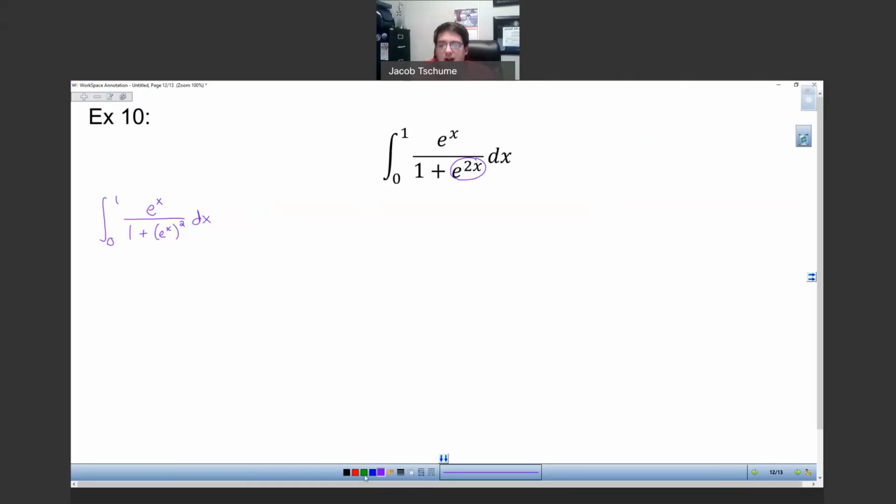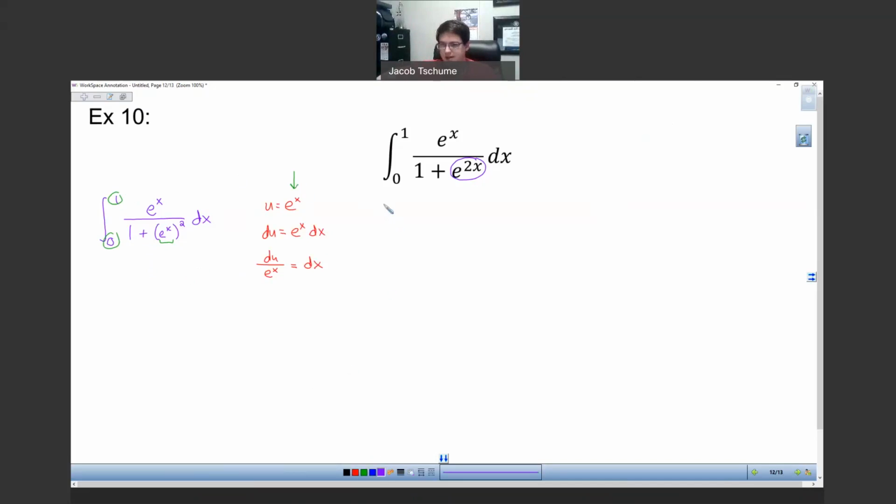And by doing that, what I've now done is I've created a new inside function, which is now e to the x, that I can use as my u substitution. So if I let u be e to the x, then du is going to be e to the x dx, and therefore du over e to the x is dx. You still must change your parameters. So I'm going to take the 0 and the 1, and I'm going to plug them in for my x in my u substitution to get my new parameters.